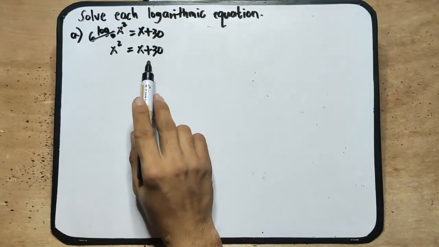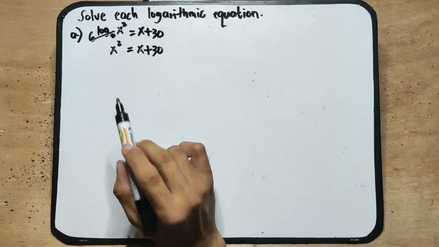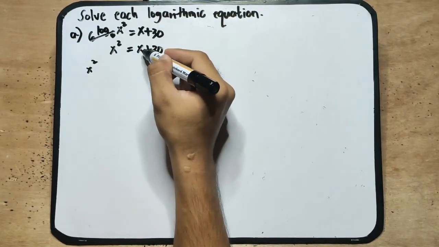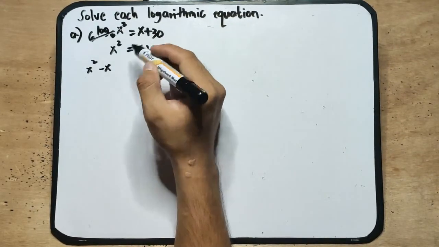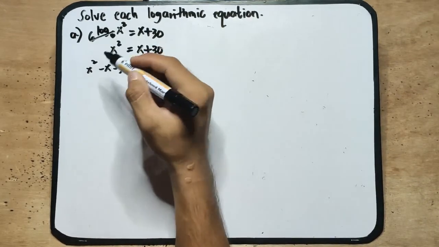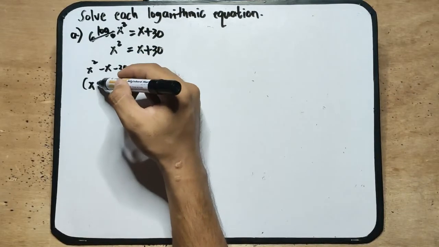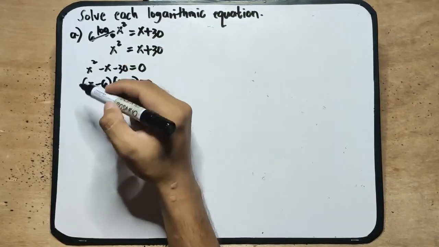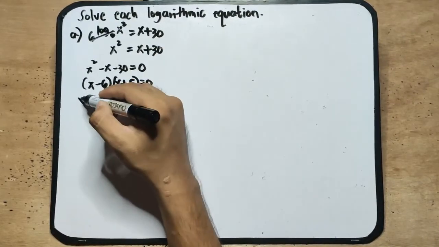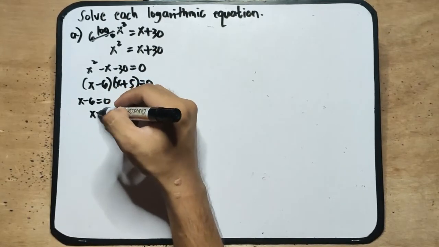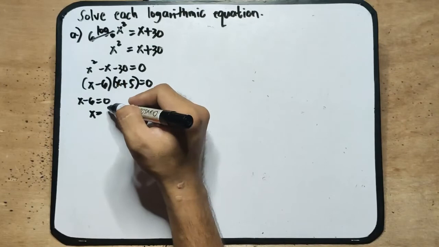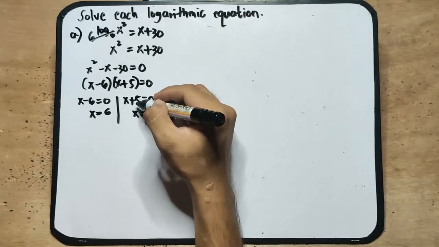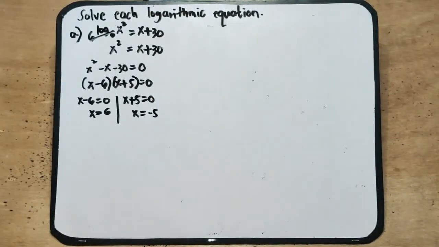So we transpose everything since a quadratic equation yung mabubuo. We have x squared transposing positive x, it will become negative x. Transposing positive 30, it will become negative 30 is equal to 0. So this is factorable. Factors are x minus 6 and x plus 5 is equal to 0. Using the zero factor property, we can equate each factor to 0. So we have x minus 6 is equal to 0, or x is equal to, transposing negative 6 to the right, it will become positive 6. It will be x plus 5 is equal to 0. Transposing positive 5, it will become negative 5. So we do checking.